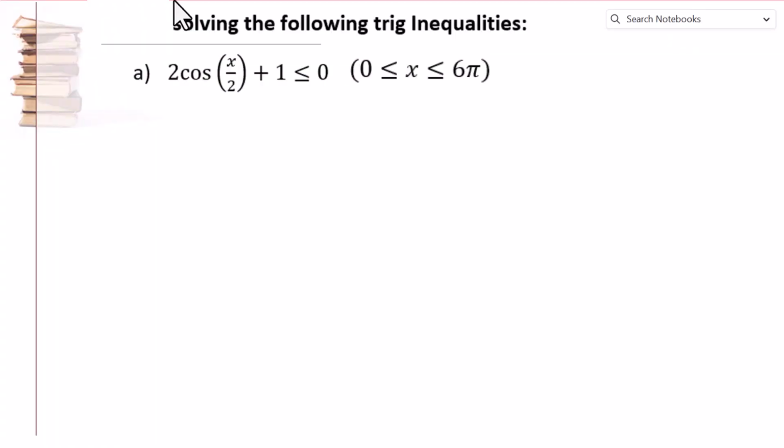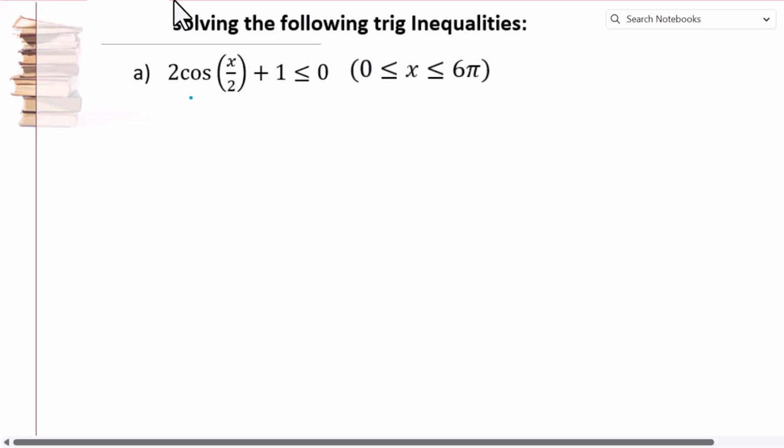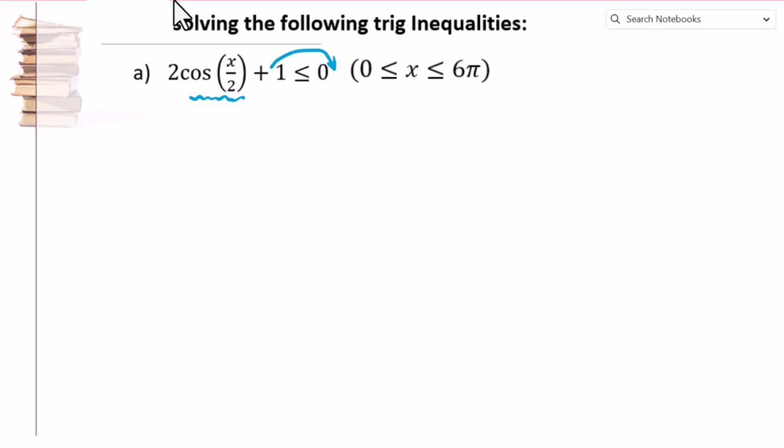Solve the following trig inequalities. A. 2 cosine x over 2 plus 1 less than or equal to 0. Since this is a linear inequality, we need to isolate cosine x over 2. Therefore, cross the river, change sign: 2 cosine x over 2 less than or equal to -1.